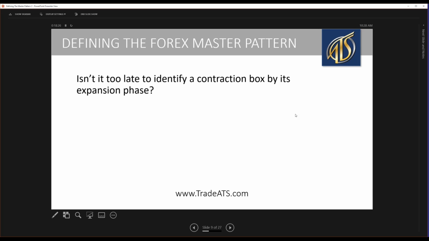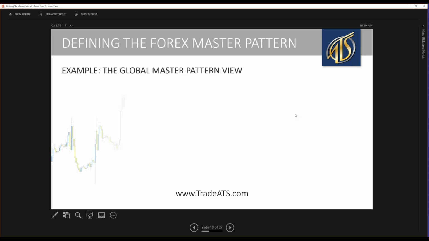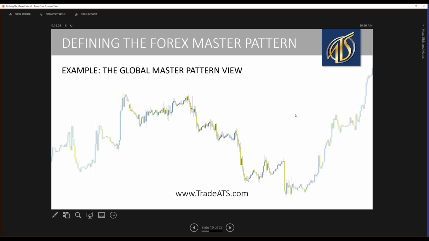So you might be asking, isn't it too late to identify a contraction box by its expansion phase? You're like, okay, well, what's the point? I see the legs now, why would I care about a box that already happened? And I'm going to tell you why. There are countless situations where the market forms three or more expansion legs. This is the global view of this overall activity we're about to talk about. This not only gives you time to discover trading opportunities, it solidifies solid points of market architecture that become key levels later. Okay, so here's an example.